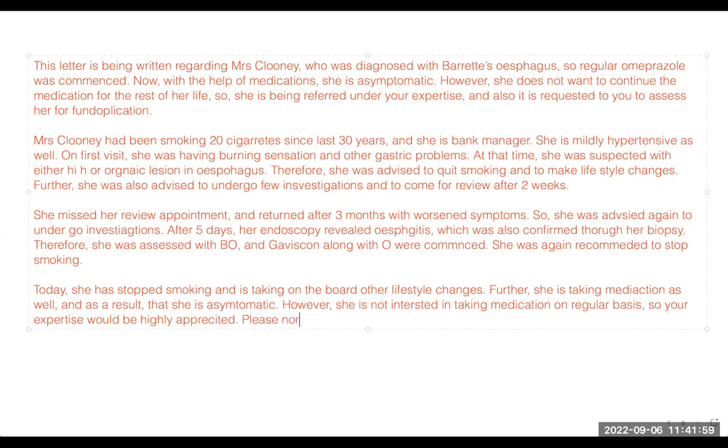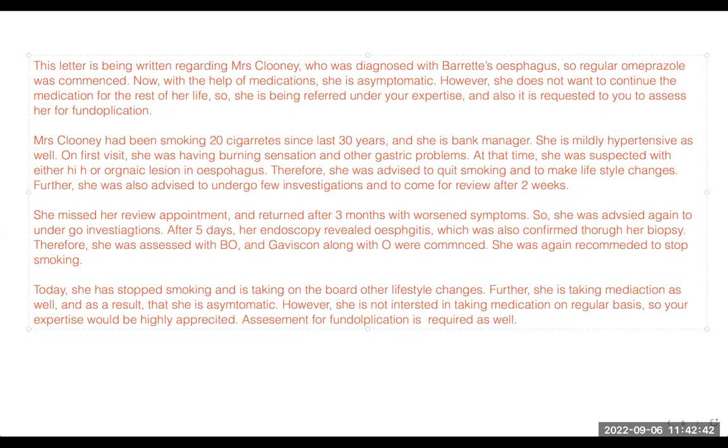Please note, it is also requested to you. Or otherwise we can say, but again, I don't want to say assessment, for fund application is also required. Yeah, I'm using "also" again and again. So, assessment for fund application is required as well. So that is my complete letter.